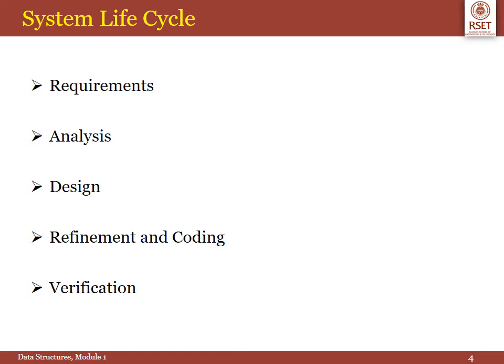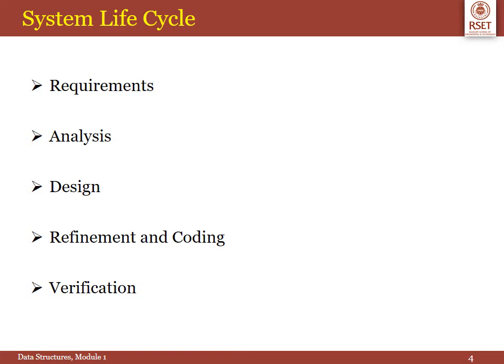So what are the contents of the system life cycle? First, I go for the requirement phase, where I gather the requirements like the inputs, outputs, etc. for that program. Then I analyze the program based on the requirements that have been given to me. Then I design the program by writing algorithms, and once the algorithm in the design phase is done, we go to the implementation phase where we code each of the algorithms.